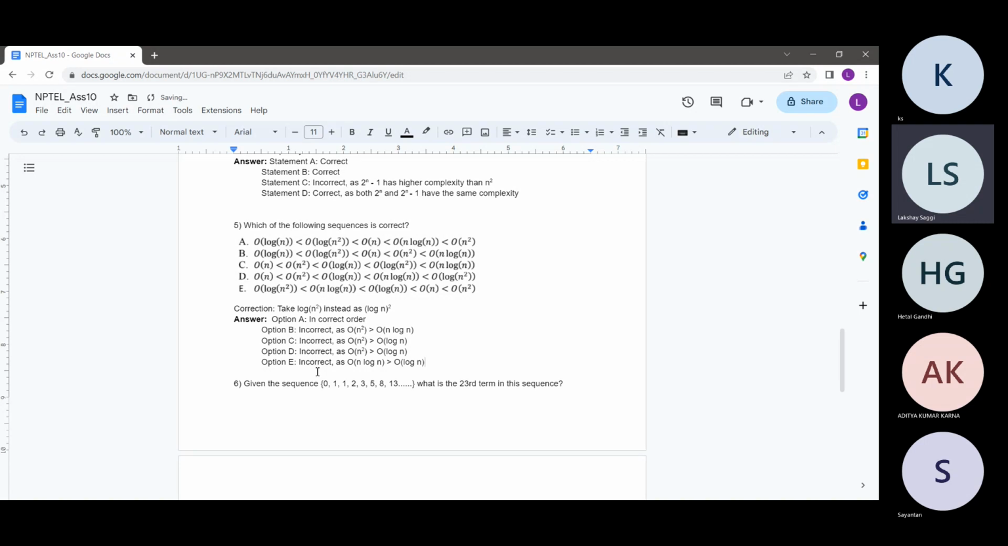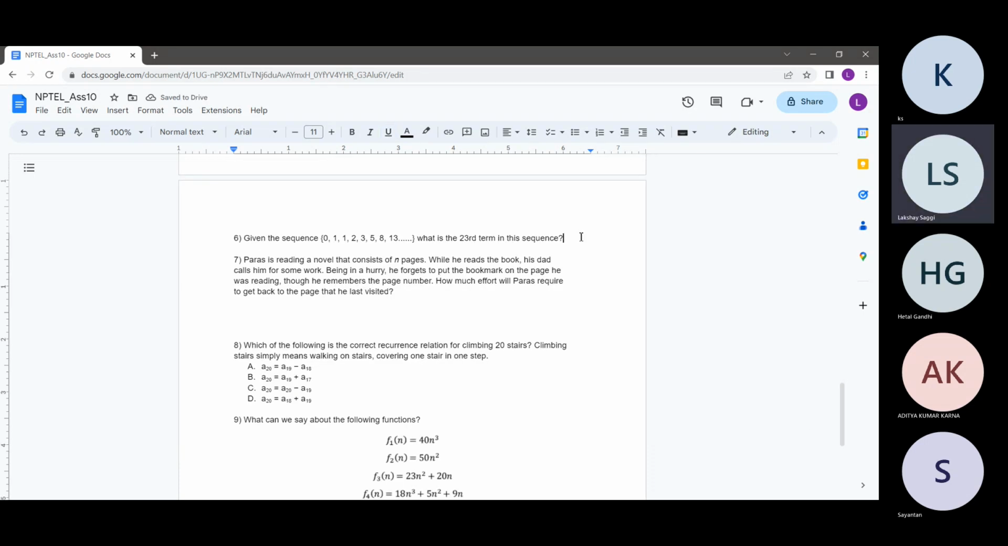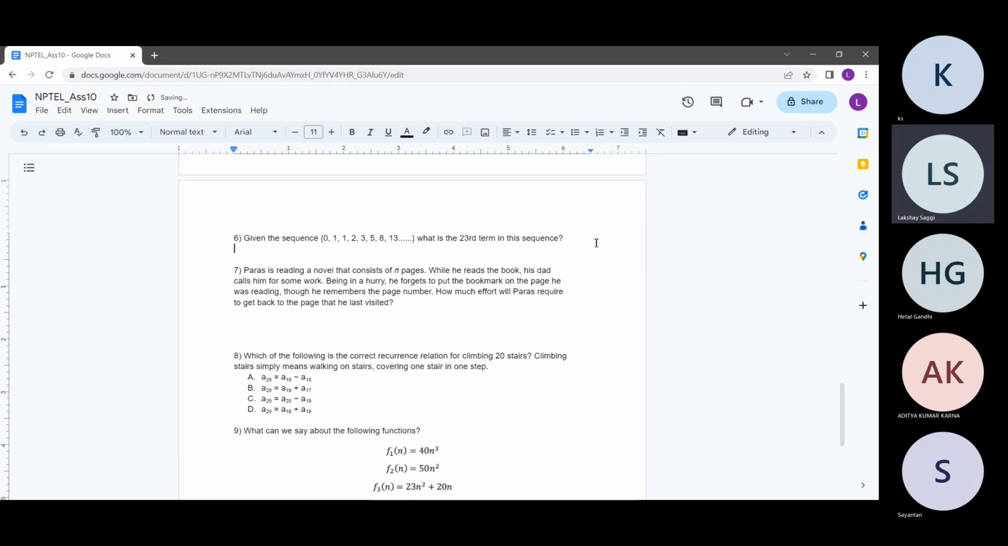So I hope this makes sense, guys. I'll just write down the final answer. So only option A is correct. Hence, option A is correct. Right. So let's go to the sixth question then.